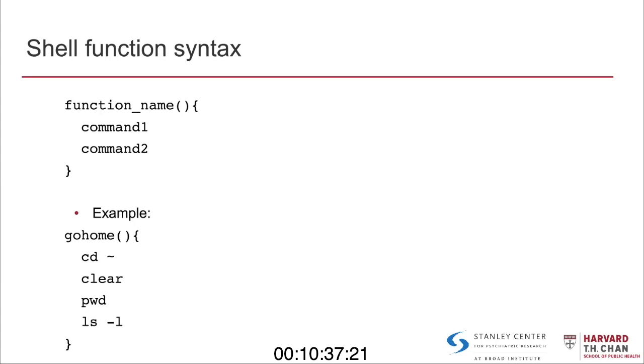First, it's going to your working directory or your home directory. Then it's cleaning the history. Then it prints the home directory just as a sanity check. And then it lists all the files of your home directory.